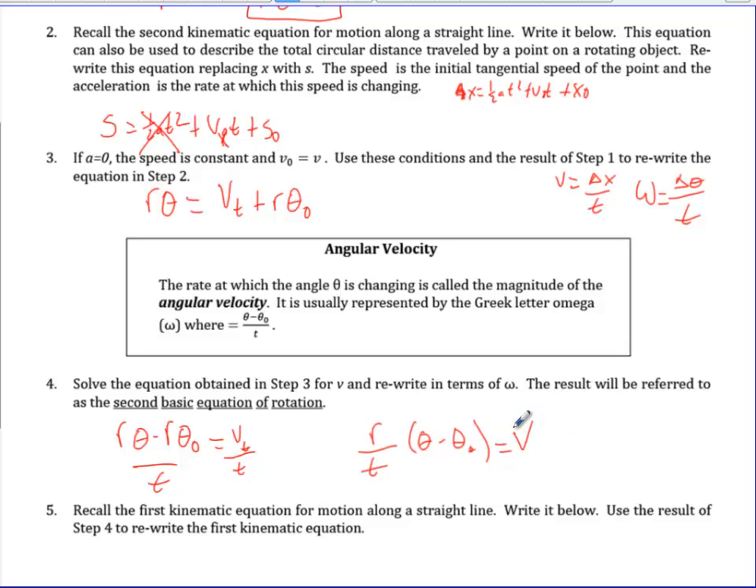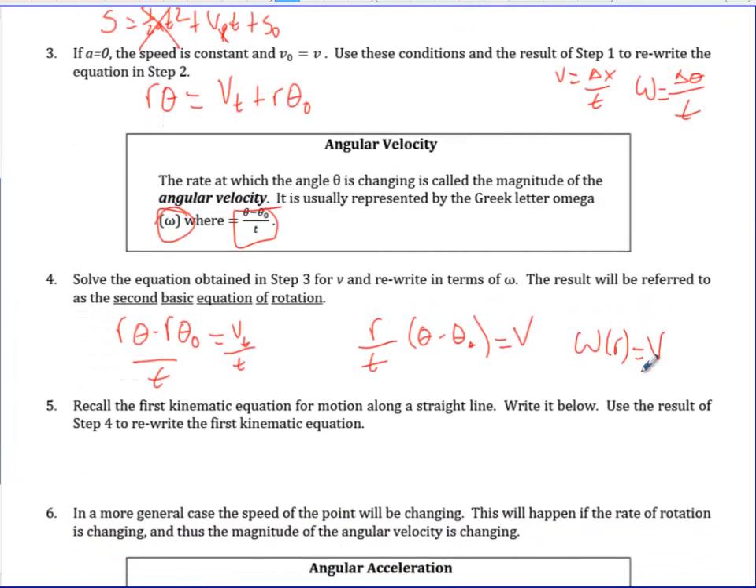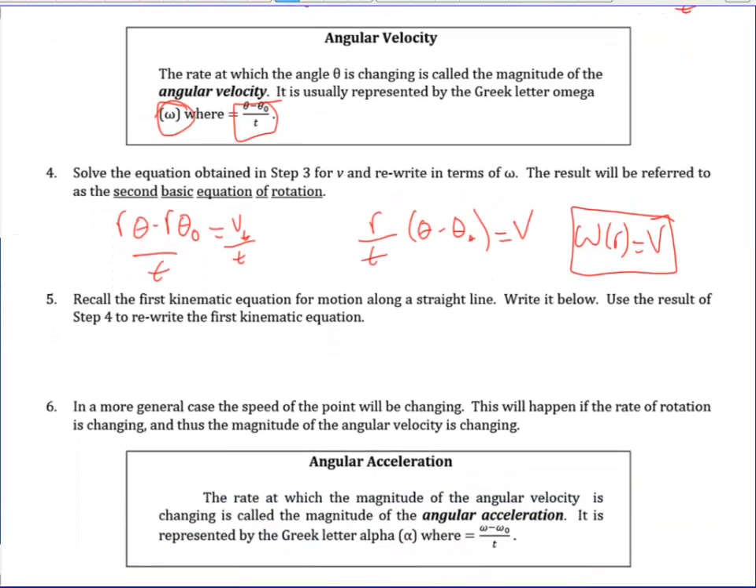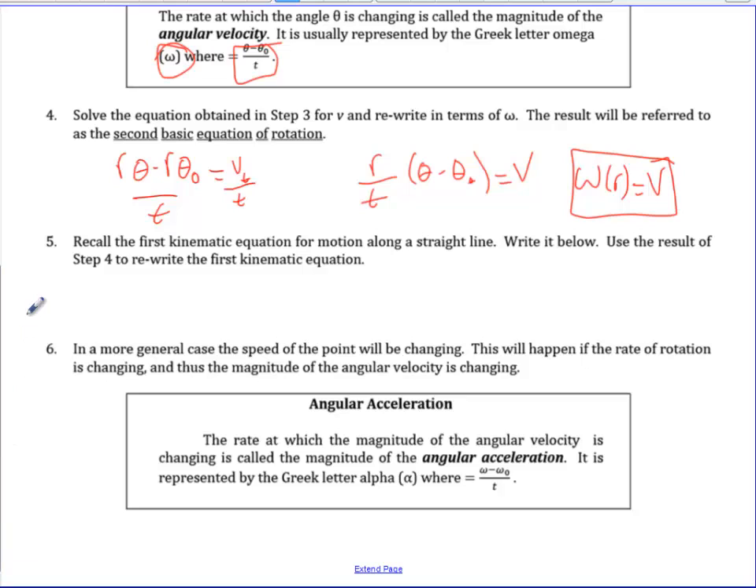equals v. But theta minus theta naught divided by t is the definition of angular velocity. So I can make this substitution. I can say omega times r equals v. Now if you think about what this is saying, it says if you take the angular velocity and multiply it by the radius, you get the linear velocity, which kind of makes sense because we know if we take the angular displacement and multiply it by the radius, we get the linear displacement.